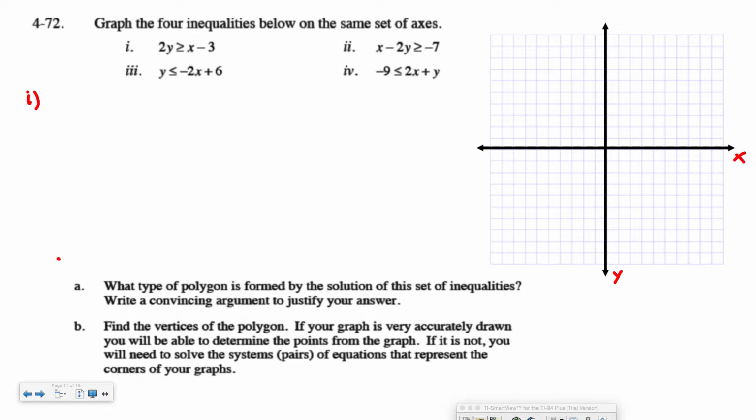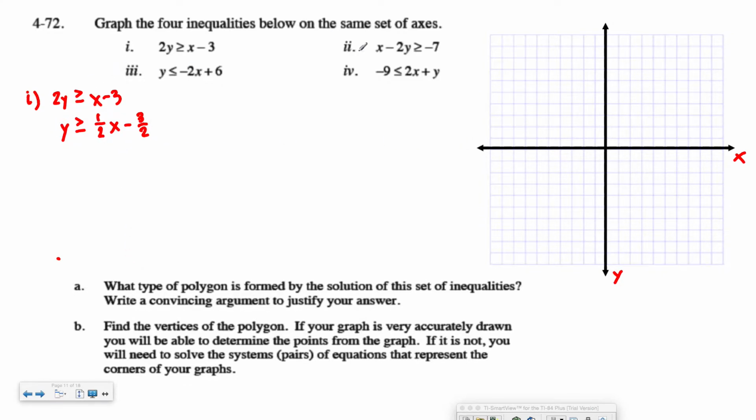So looking at number 1 here, I've got 2y is greater than or equal to x minus 3. And we need to get y by itself, so we're going to divide everything by a 2. So we now end up with y is greater than or equal to, you should have 1/2 x minus 3/2. Okay. And we'll graph that in a second.